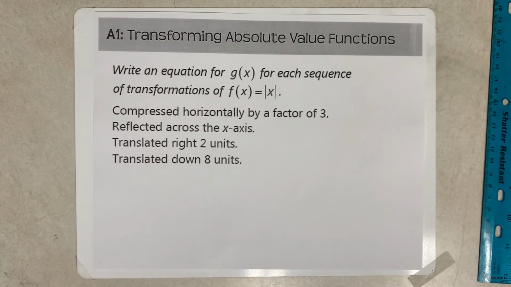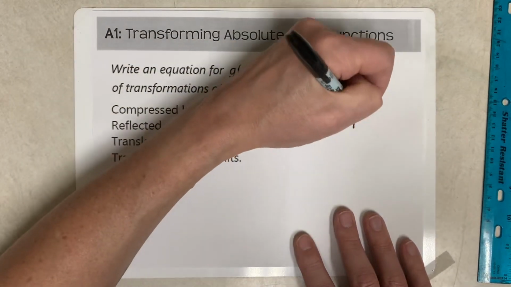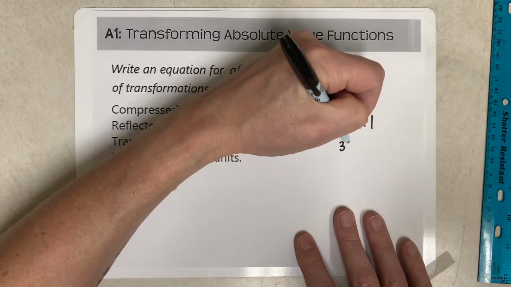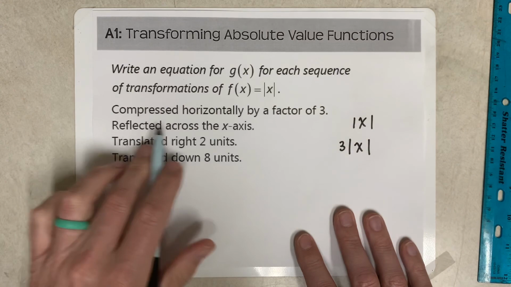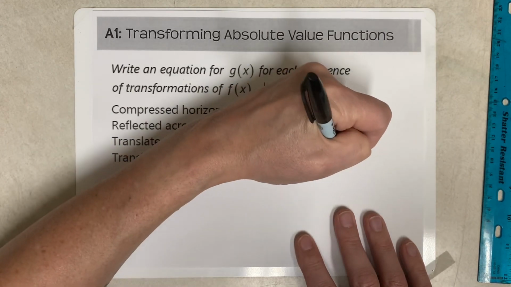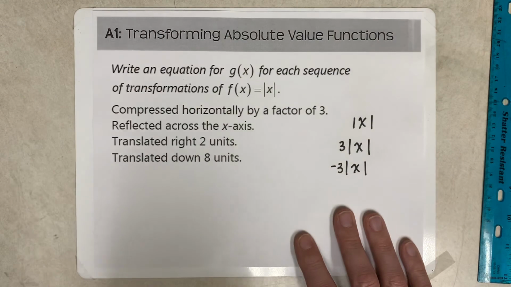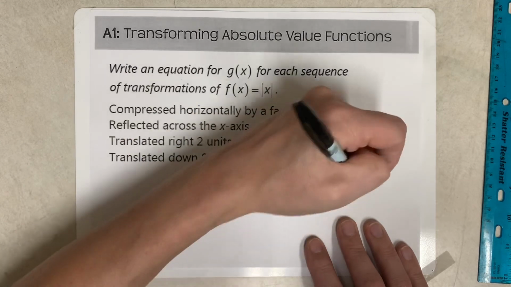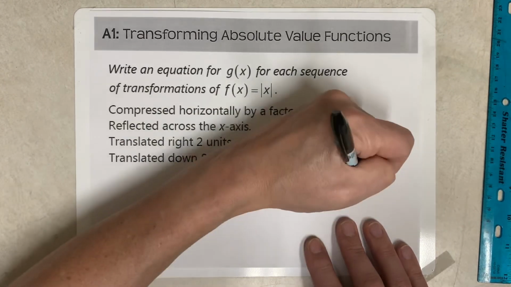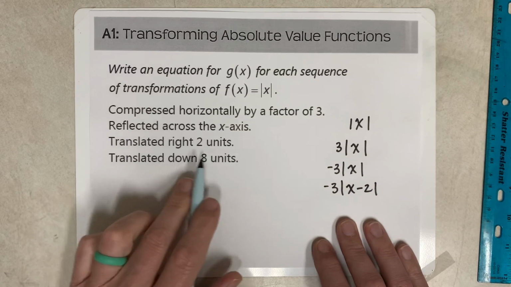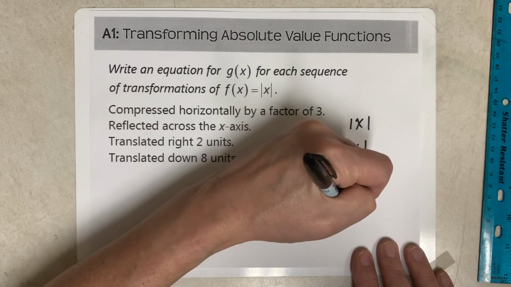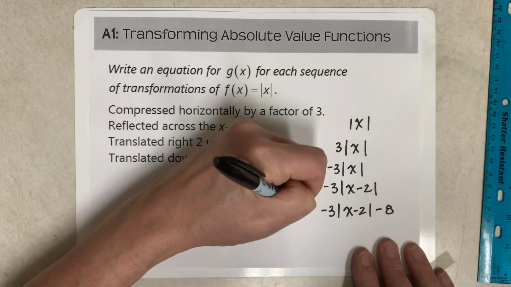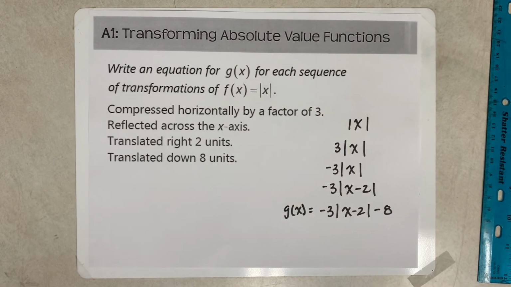And the last one, we're going to take our original and compress it horizontally by a factor of 3. So we're going to put a 3 in front. Reflect across the x-axis. That means we put a negative in front of the whole thing. That will flip it down. Translated right 2 units. So negative 3. If you go to the right, you have to subtract 2 units. So minus 2. And then translate down 8 units. X minus 2, minus 8 at the end, and we'll put a g of x in front. Okay, and that should be the answer for that one.